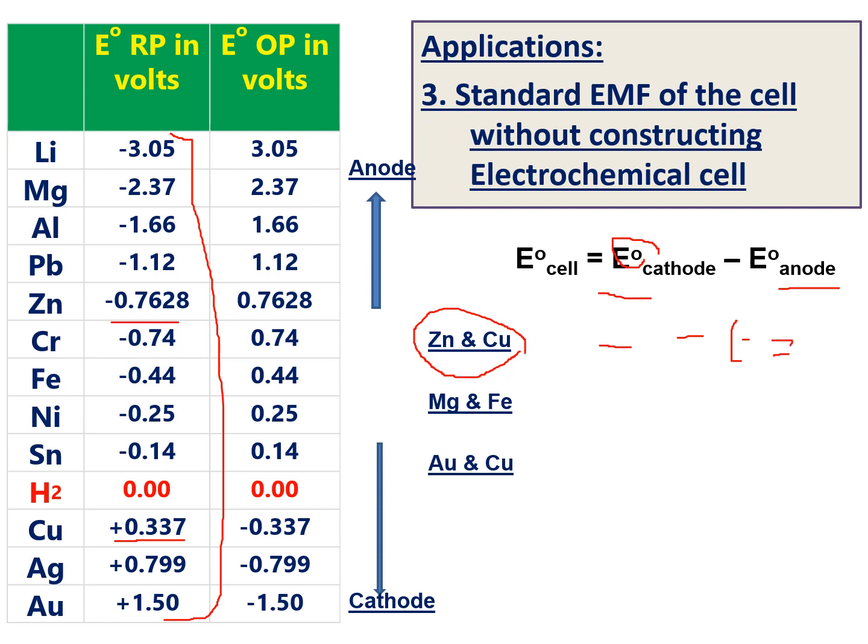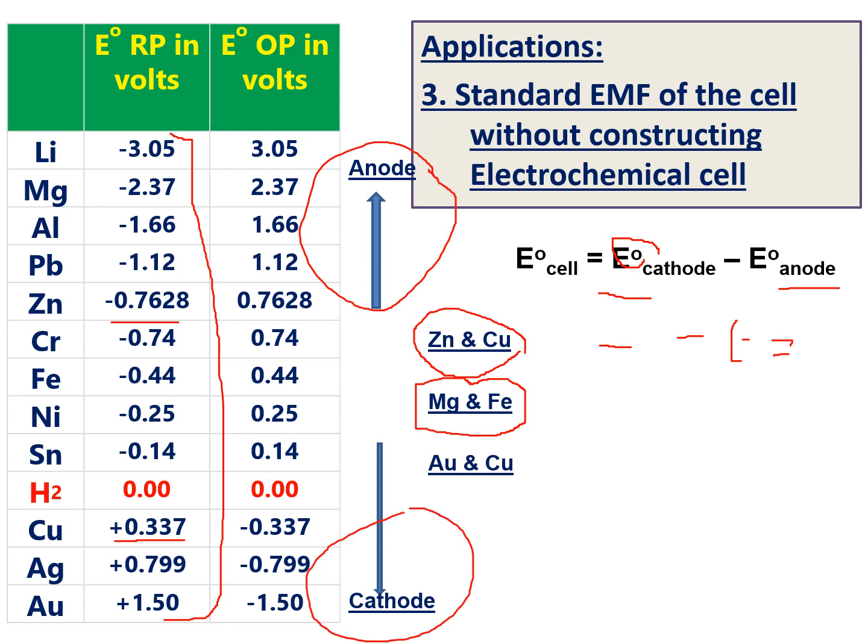So without constructing an electrochemical cell, you can tell which combination produces how much EMF value. The same way you can see magnesium and iron. First of all, you need to identify which acts as anode and which acts as cathode. So top end metals act as anodes and lower end metals as cathodes. If you pick two metals, which metal is in the top end, and which metal is in the lower end?